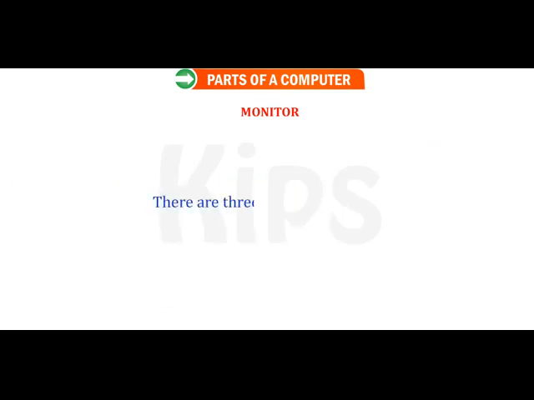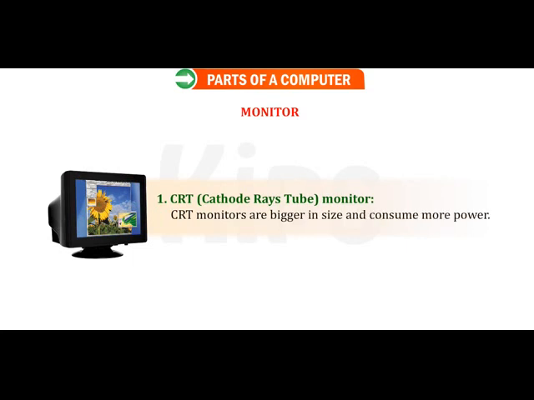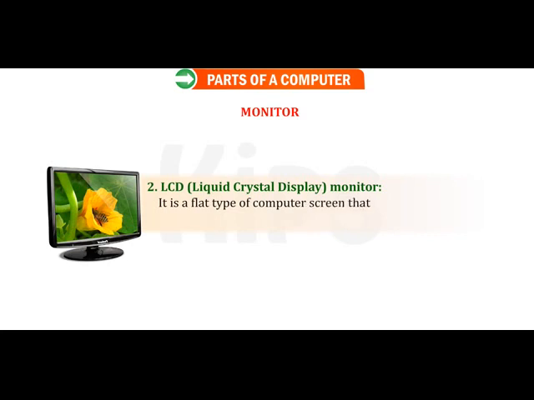There are three types of monitors. CRT, cathode rays tube monitors. CRT monitors are bigger in size and consume more power. LCD, liquid crystal display monitor. It is a flat type of computer screen that consumes less power. It is maximum use today.